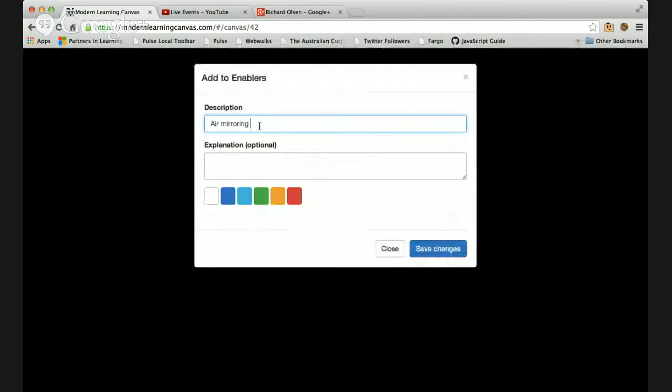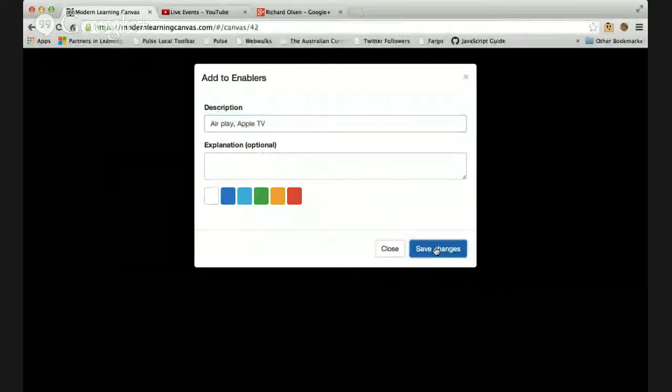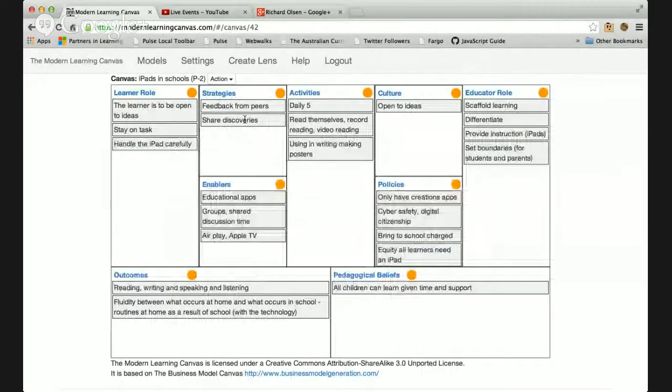Yeah, I agree with Lois. The mirroring, I thought the same thing. The mirroring of the device. So if you've got Apple TV, perfect. Things like that. Air mirroring. Is it air mirroring? I don't know what it's called. AirPlay. Yeah. Just basically sharing. But that's the enabler, though, isn't it? So sharing is your strategy, and your enabler is using the technology.